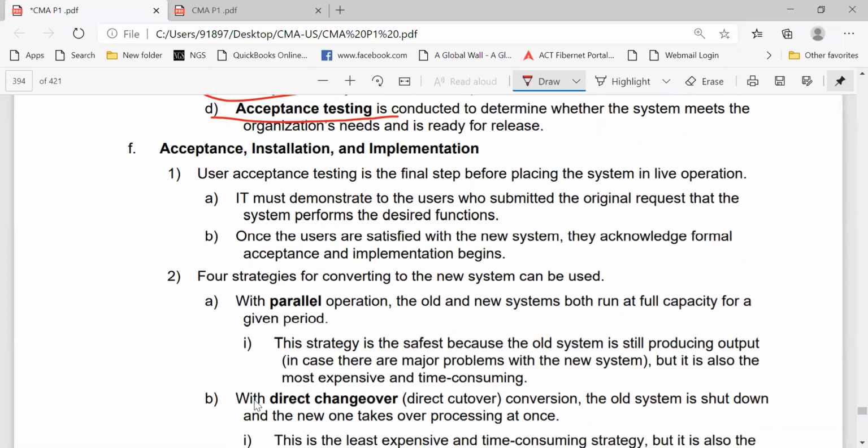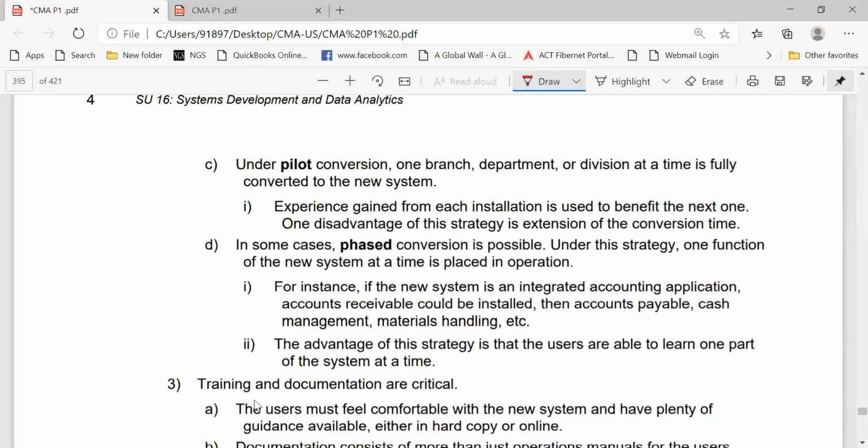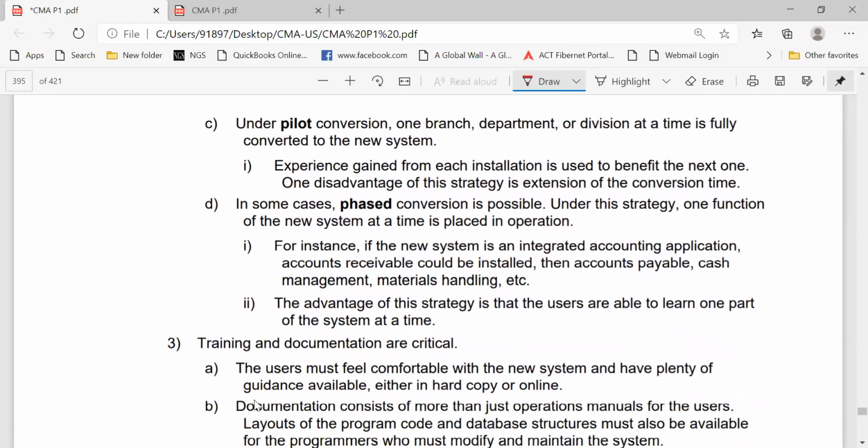Once the IT persons demonstrate the product to the client, and if the client accepts it, then comes installation of that. Now how you can install it is with a parallel operation, which means the old system will also be running while you come up with a new system. Whereas if it is a direct changeover, you shut down the present system and just install the new system in its place. Next would be a pilot conversion.